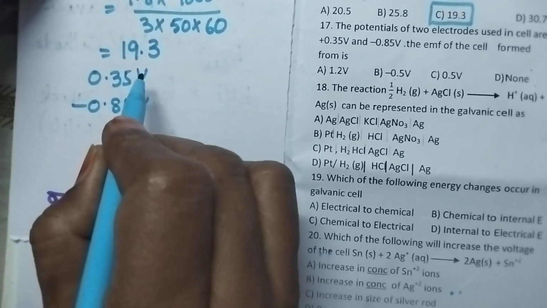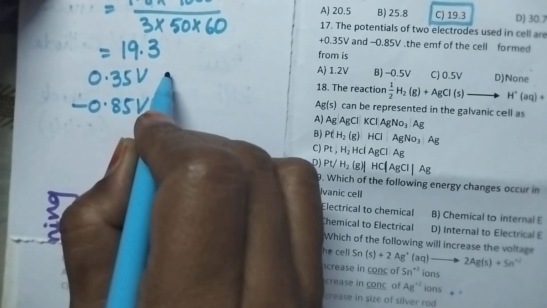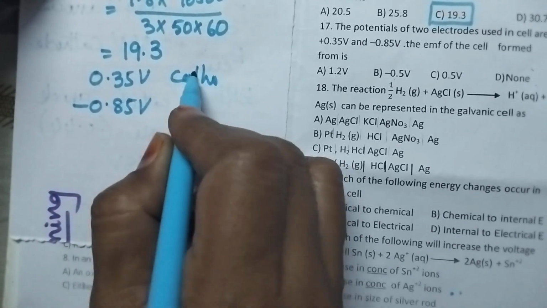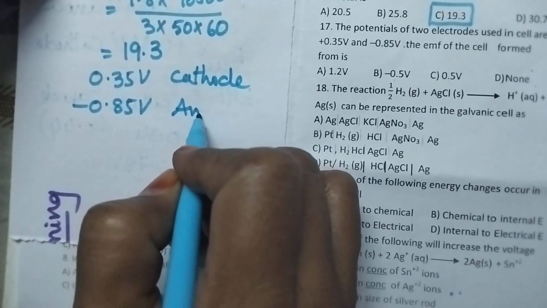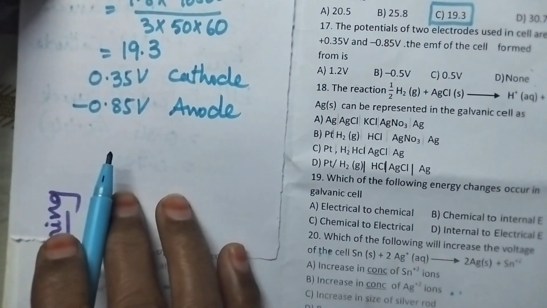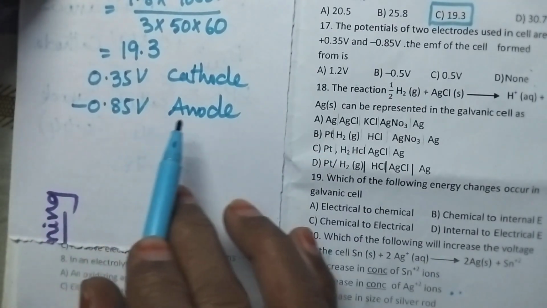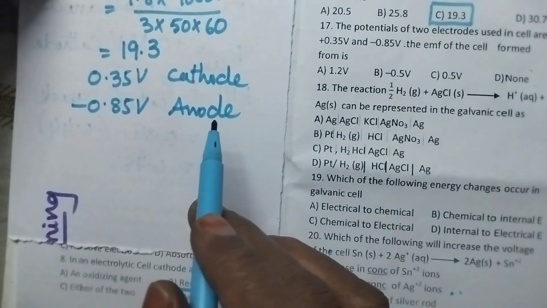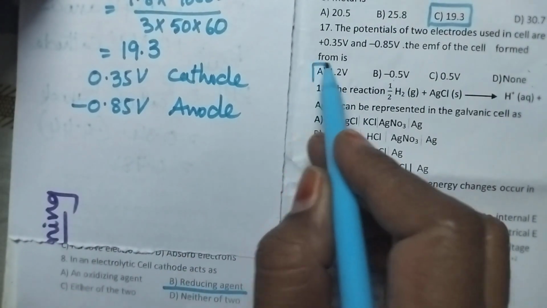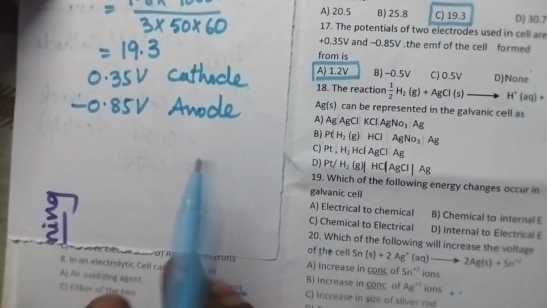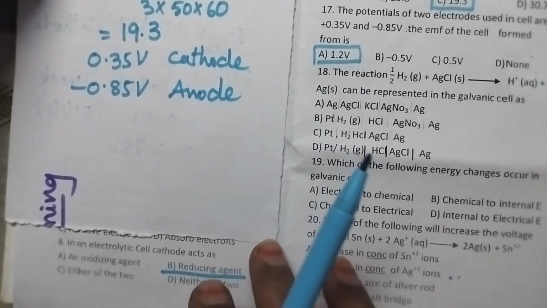So always the electrode with higher potential will act as cathode and the other electrode will act as anode. So we know that EMF of the cell is equal to E cathode minus E anode. So on calculating you will get 1.2 volts. So option A is the right answer.